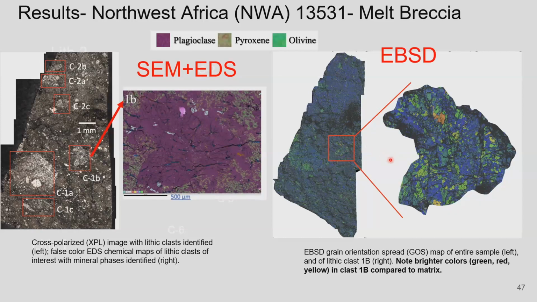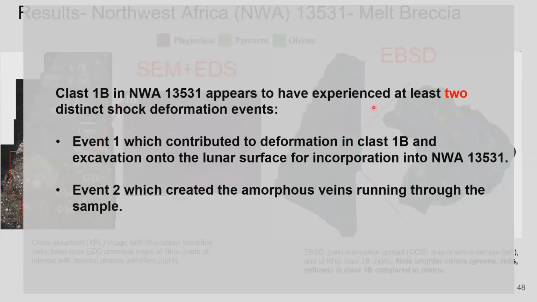So we found that on average, these lithic clasts tend to be more deformed than the surrounding matrix that they're in. And when we look closely at lithic clast 1B, we also find that within the clast itself, deformation is heterogeneous. On some parts of the clast, they're more deformed than other parts of the clast. And so we can say that this clast must have seen at least two distinct shock deformation events during its lifetime. The first led to the deformation in the clast.